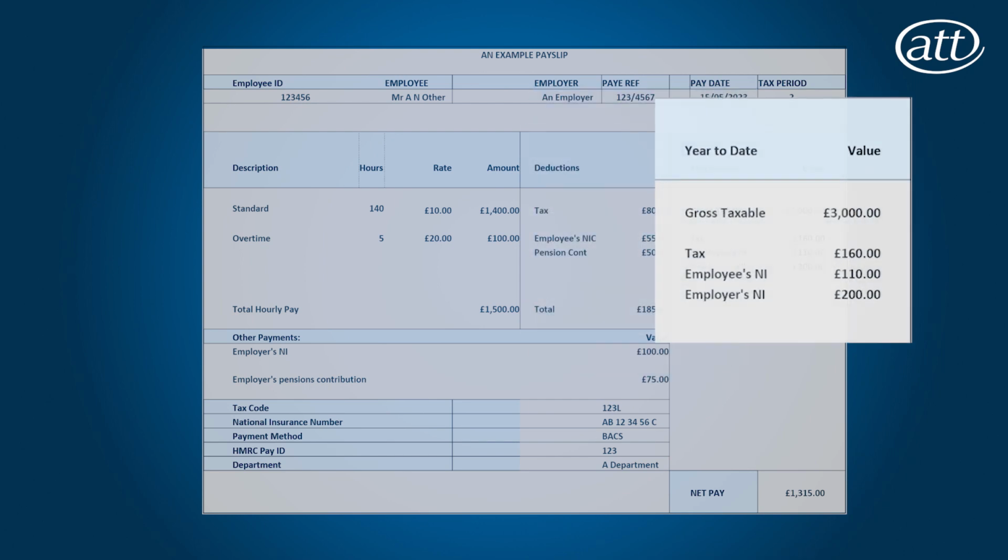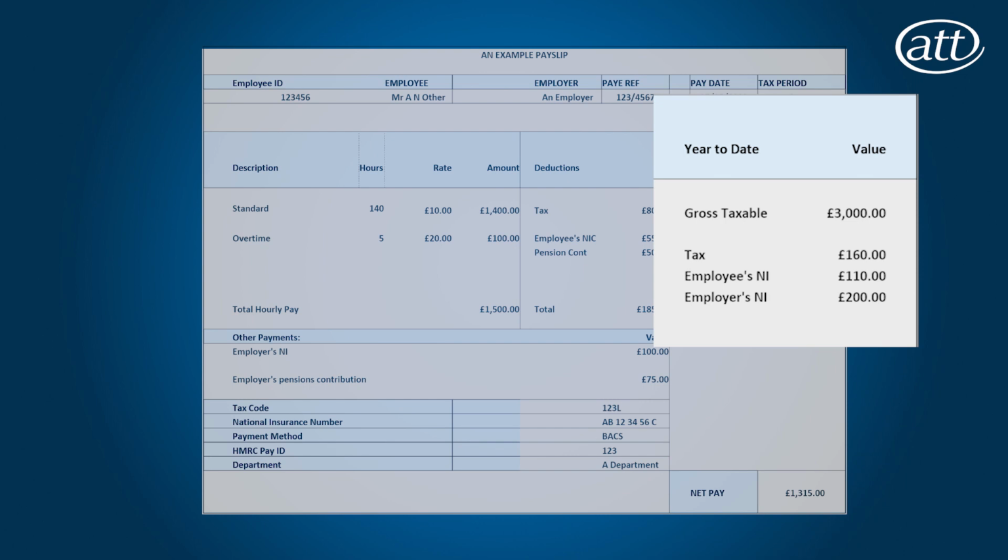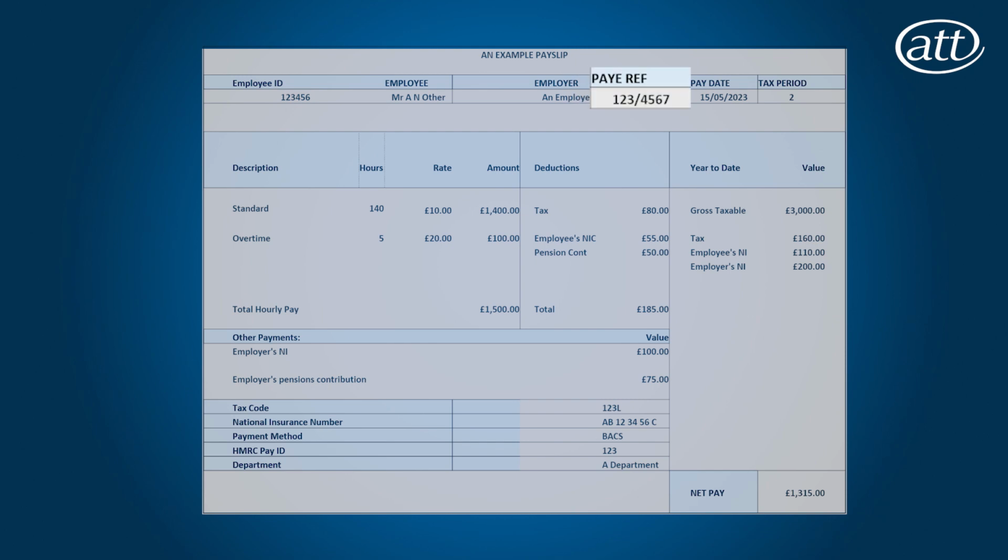Amounts earned and deductions taken off for the tax year to date, including the current pay period. Tax reference. This is the employer's PAYE reference, and although not required by law, is often included on a payslip. You will need this if you want to contact HMRC.